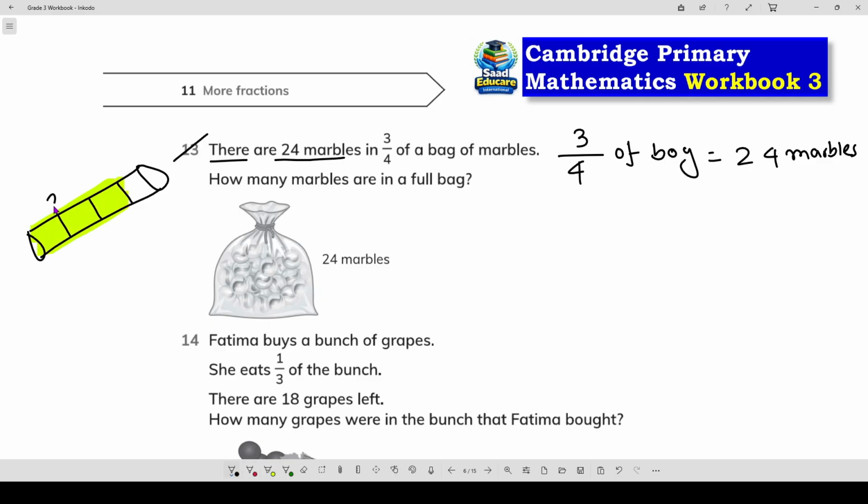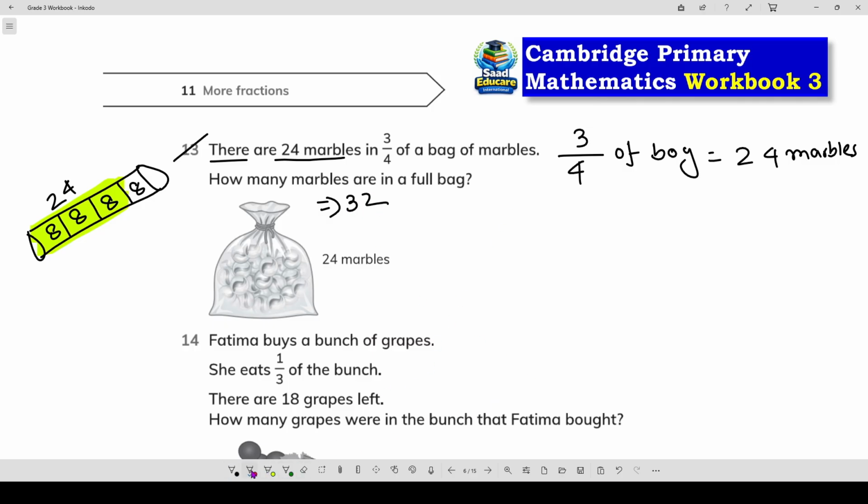equals 24. It means here is 8, here is 8, here is 8. So naturally this will also be 8. So how many marbles are in the full bag? It should be 32. How can we work this out?